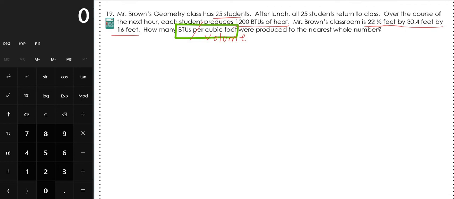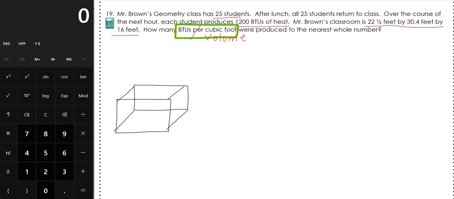So for the classroom, I'm going to whip up my Van Gogh artistry skills here, and I'm going to draw a classroom. Now you should just know that if they're not really going to mention to you what type of shape this classroom is, you're probably going to have to assume that it's a rectangular prism. So here's my rectangle, here's my second rectangle overlapping, and here's the magic art trick. Connect all the corresponding vertices. And there we go. So this is a 3D model of Mr. Brown's classroom. 22.5 feet by 30.4 feet by 16 feet.